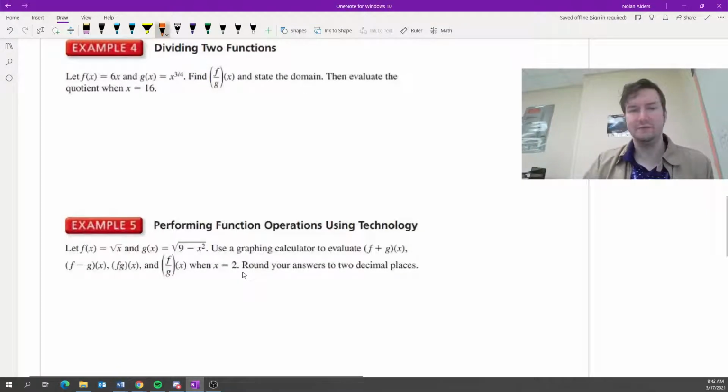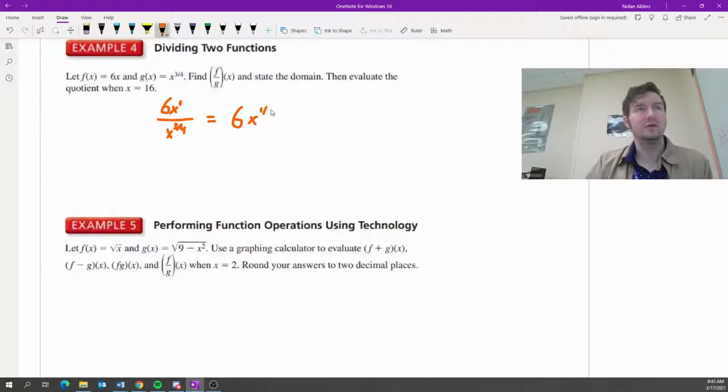With dividing two functions, it's exactly the same idea. We're going to take this 6x and divide by x to the 3/4. We can do the constants first: 6 divided by 1 is just 6. And then with the x's, remember there's an imaginary 1 here. We can subtract the exponents, so 1 minus 3/4 is 1/4.